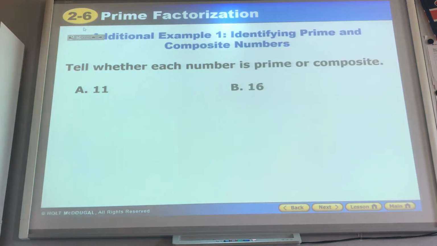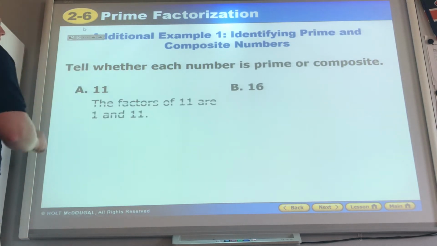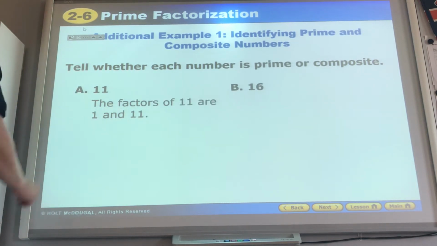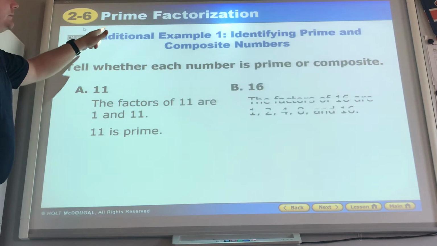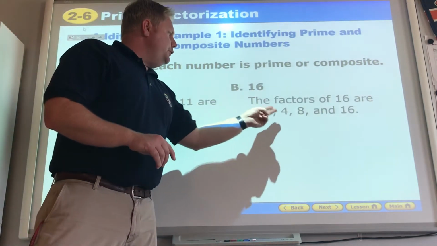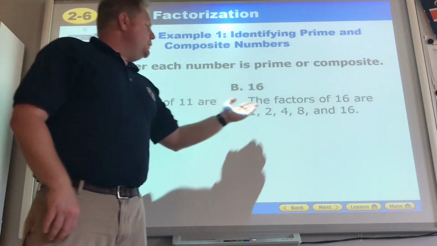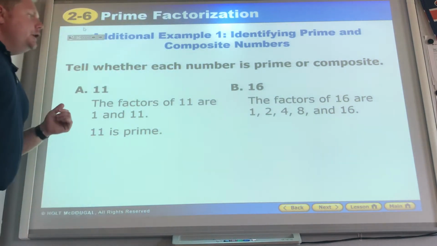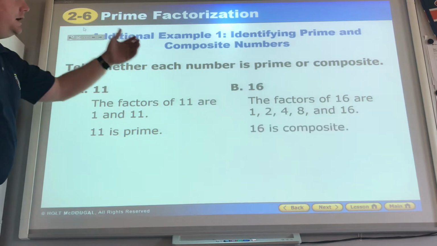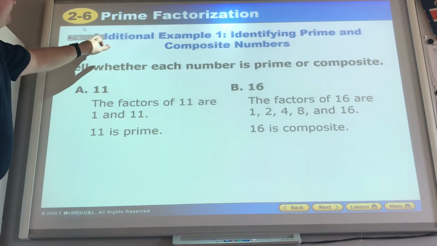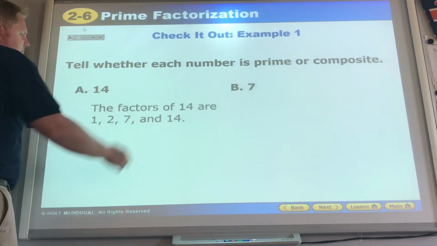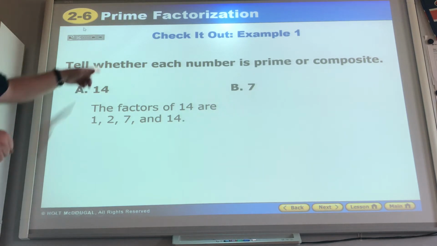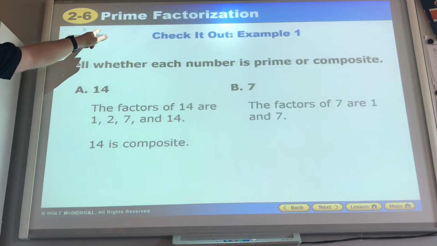So let's see if the number is prime or composite. 11, the only factors are 1 and 11. 2 of them, so it is a prime number. 16, well, there's factors of 1, 2, 4, 8, and 16. All of those will multiply to go into there somehow. There's more than 2 factors, so 16 is a composite number. 14, we list out its factors: 1, 2, 7, 14. There's more than 2, so hopefully you saw that it was composite. Number 7, there's only 1 and 7. That's 2. That means it's prime.